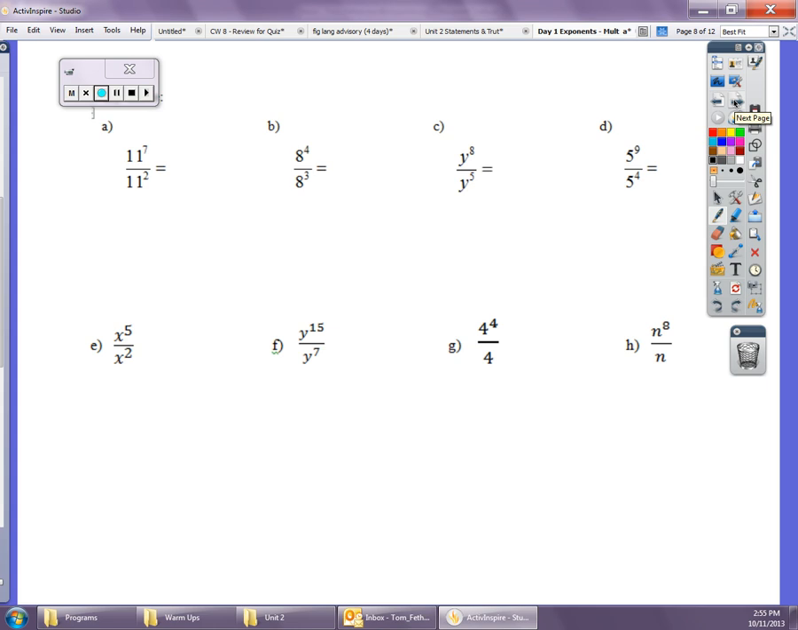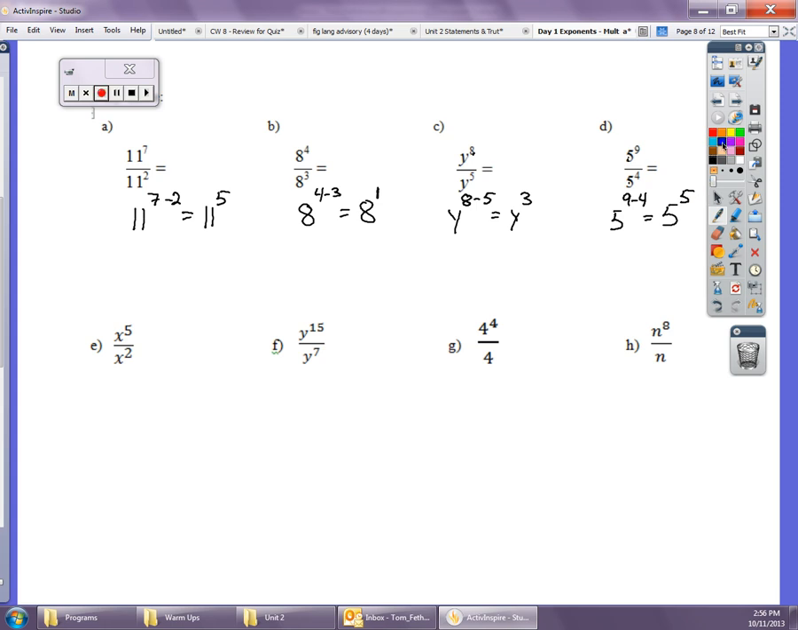Now if we go to try these, once again, same base, so we can subtract the exponents. So we have 7 minus 2, which is 11 to the 5th. Same base, so we can have 4 minus 3, which is 8 to the first power. Same base, so we have y, we have 8 minus 5, which is y to the third power. We have the same base, so we can subtract them. 9 minus 4 is 5 to the fifth power.